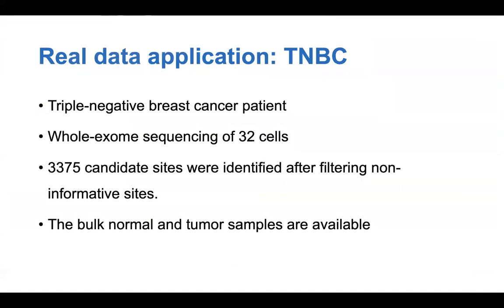We applied the methods to a triple-negative breast cancer dataset. This dataset contains 32 cells that are sequenced by whole exome sequencing, and after filtering out the non-informative sites, 3,375 sites remained. This dataset was useful for accuracy measurement because the bulk data from the tumor and normal cells were available.